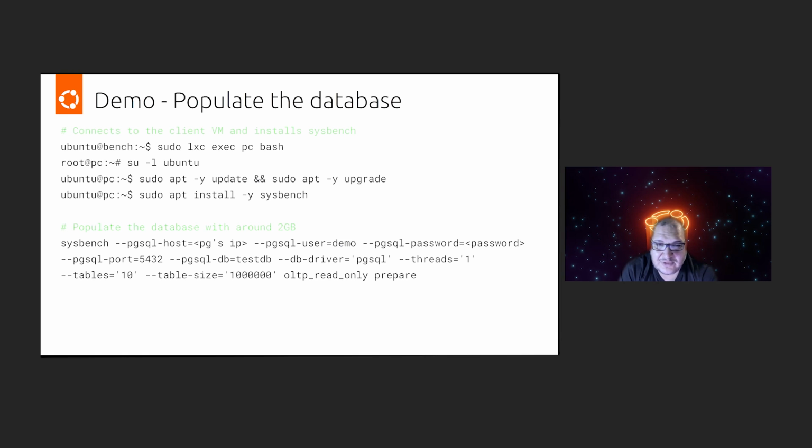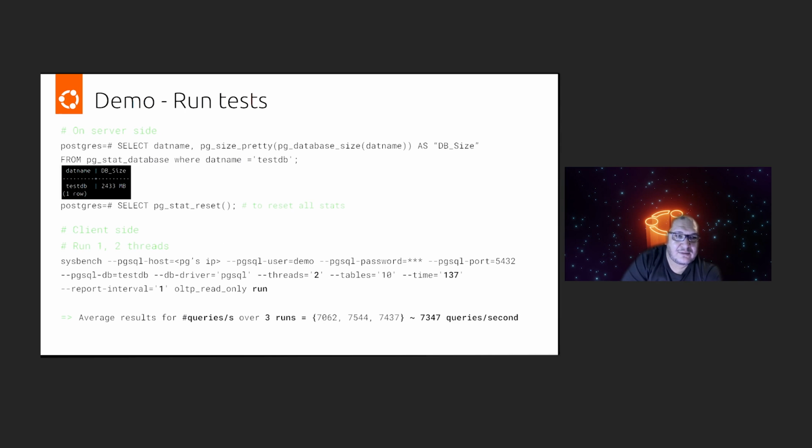First, we start by this OLTP read-only prepare that will populate your database, if you do like me here, with around 2 GB of data. Then, we check that everything was inserted correctly, as I said. And between every run, it will be useful to issue this query, select pg_stat_reset, so that you have fresh new statistics, and one run will not impact the other run.